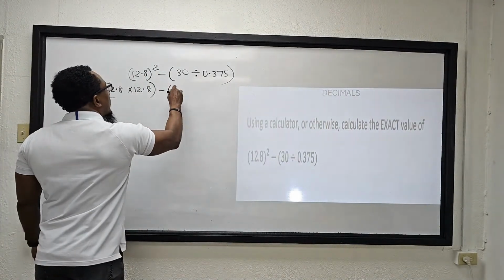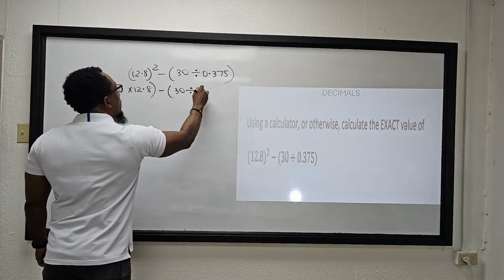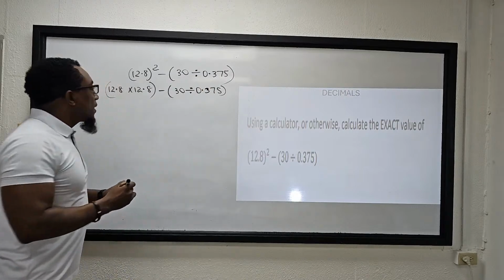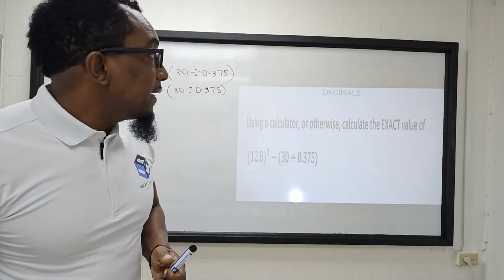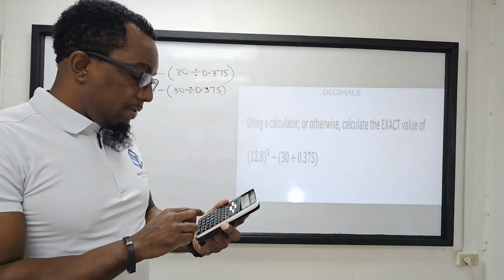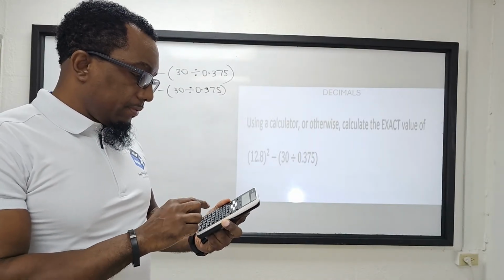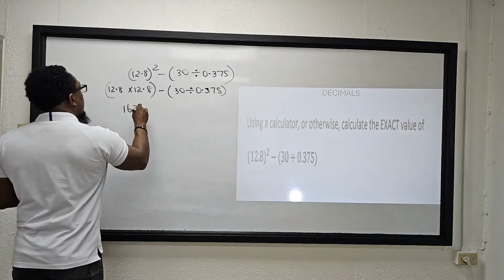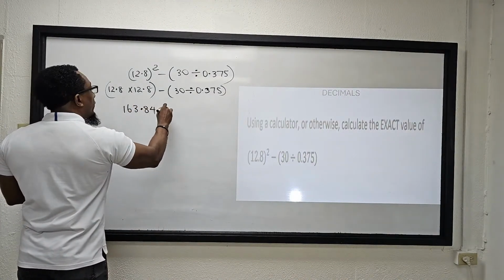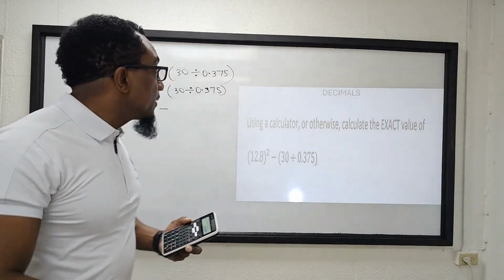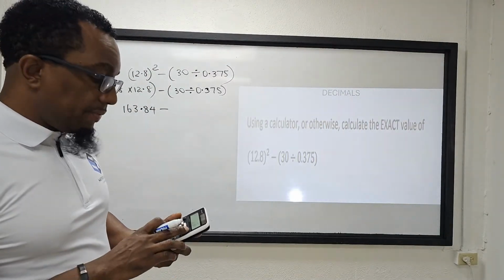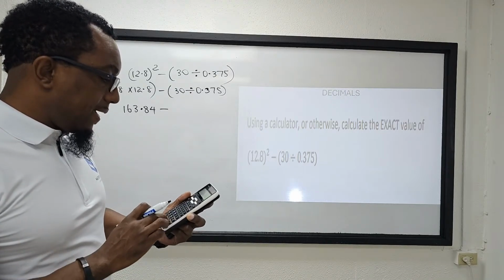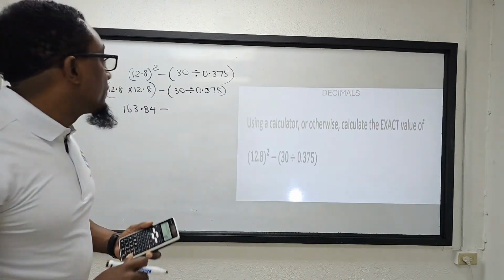Subtract 30 divided by 0.375. So let me work out 12.8 by 12.8. I go to my calculator, 12.8 times itself. That will give us 163.84. Subtract 30 divided by 0.375. That's 30 divided by 0.375, and we're going to get 80.